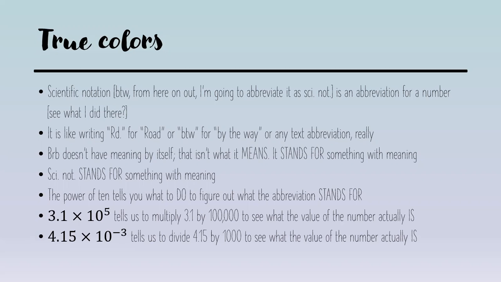And if I have a negative exponent, again, that means divide. So here I would have to divide by 1,000 in order to see what the value of the number actually is. So scientific notation doesn't give us the true value. Scientific notation gives us directions for how to get the true value of the number.